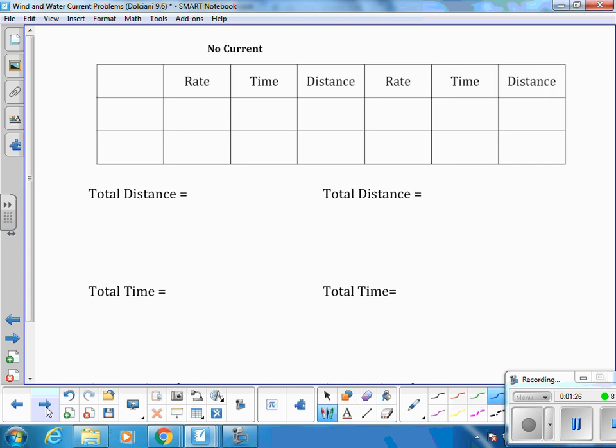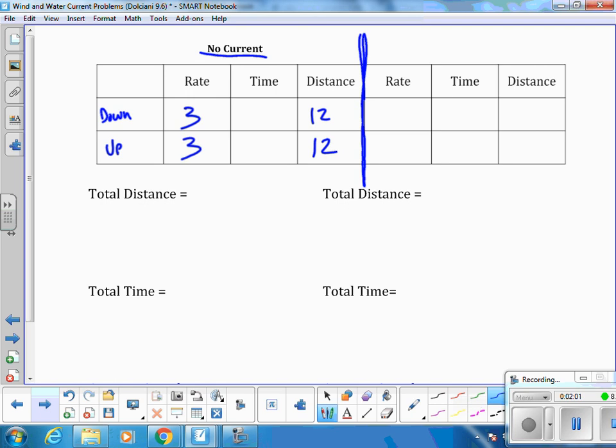So we have ourselves traveling down the current, and we have ourselves going up the current. We're going to look at these two separately, because you can see the two happening between them. The distance is going to be 12 miles, and we are going 12 miles both ways. And right now we're just looking at no current. The rate of traveling at no current down the stream is 3 miles per hour, and upstream is 3 miles an hour.